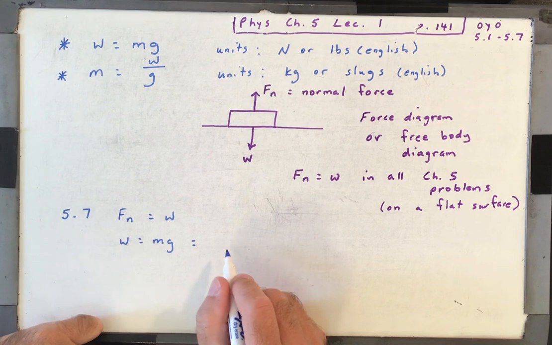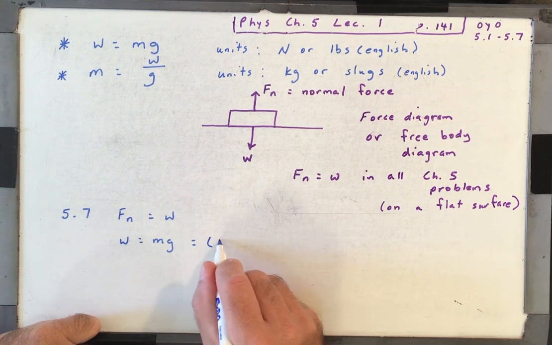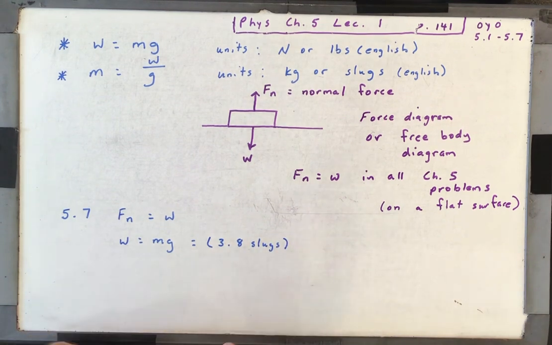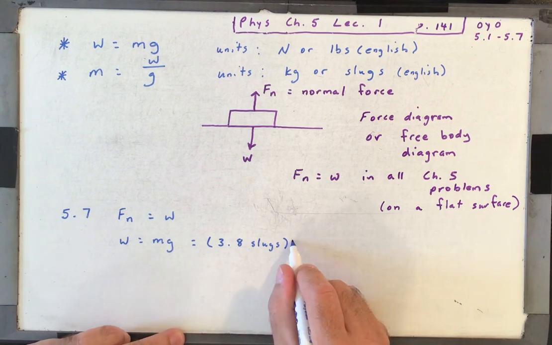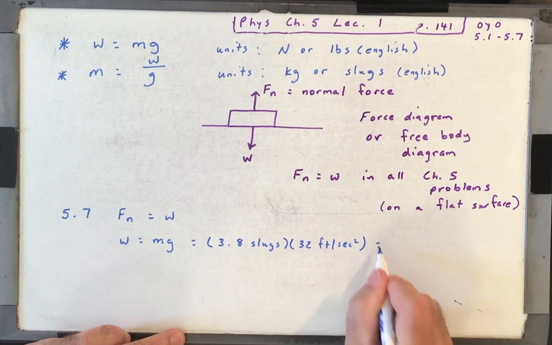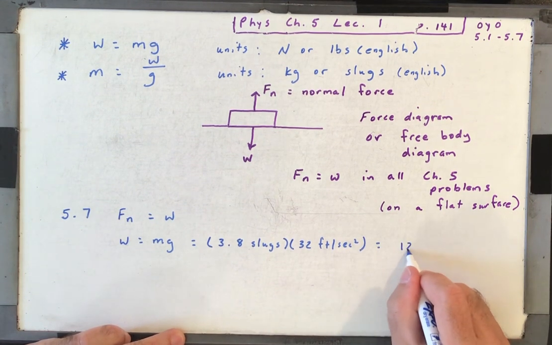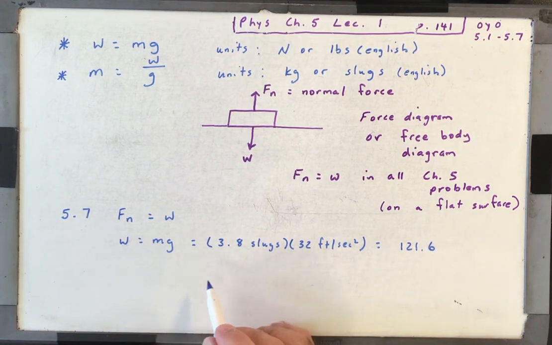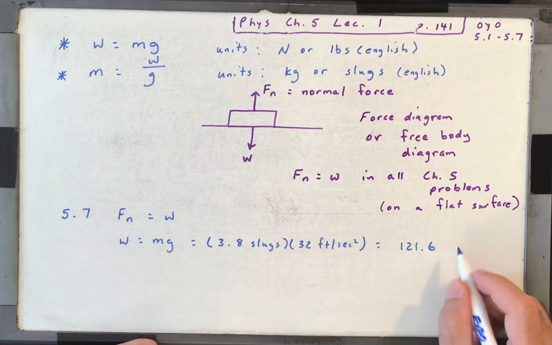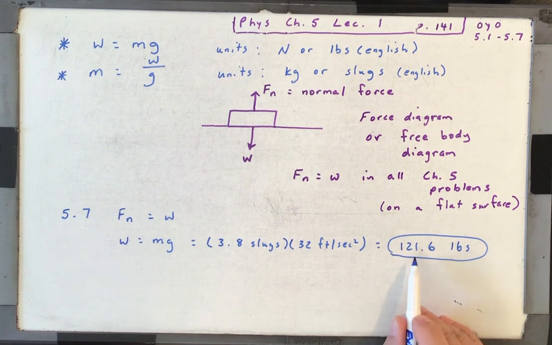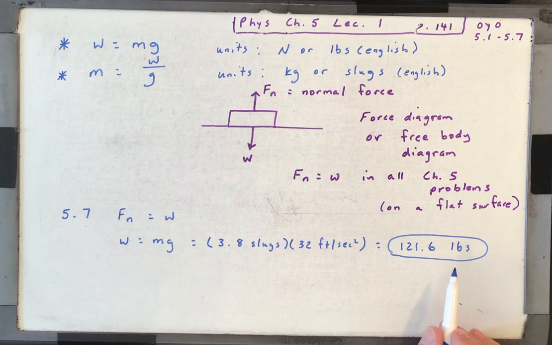We've already said in the problem that the woman has a mass of 3.8 slugs. So what's gravity? Is it 9.8? No, we're in English, so it's 32 feet per second squared. All right, so the woman weighs 121.6, and what do you think the force unit is? Weight is just a force. Is it newtons? No, we're in the English system here, so it's pounds, what you're used to. That woman weighs 121.6 pounds.